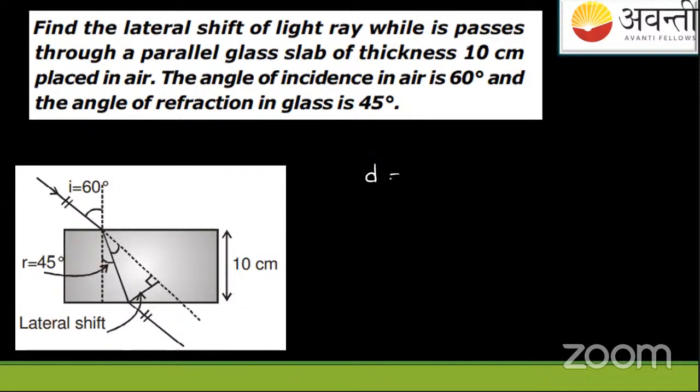So now we'll see here. We'll see D, which is the lateral shift, equals T upon cos R times sin(I minus R). So T is what here, students? T is the thickness of the slab. It is 10 centimeters.